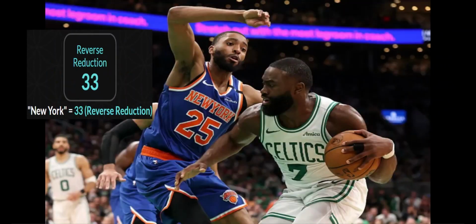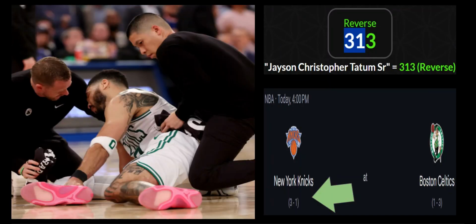Knicks out of New York. New York's got the 33, y'all. Oh, it's magic. The series, 3-1 for the Knicks. Jayson Christopher Tatum Sr. also equals 3-1-3. You see the 3-1 for the Knicks, or you could look at the 1-3. You get the 1 and the 3 within Tatum's full name as well.